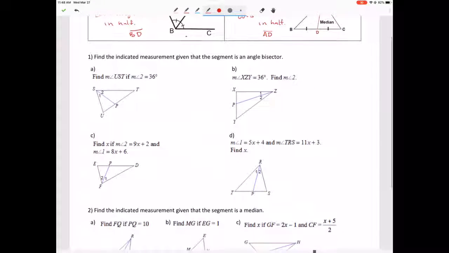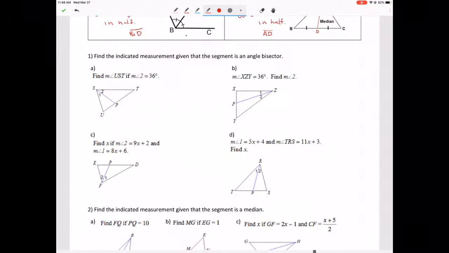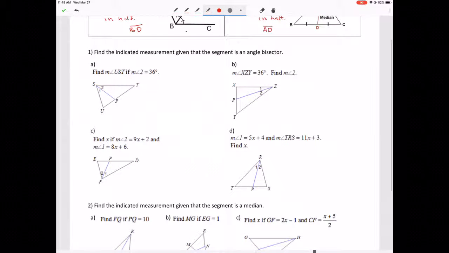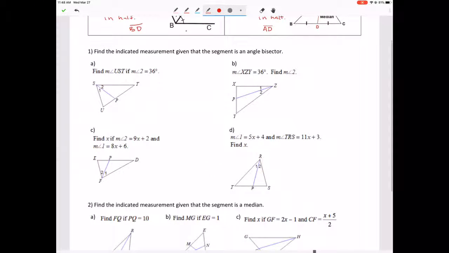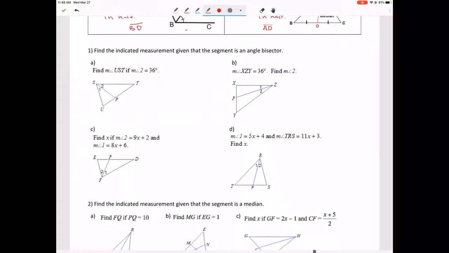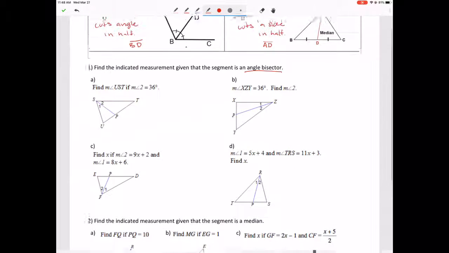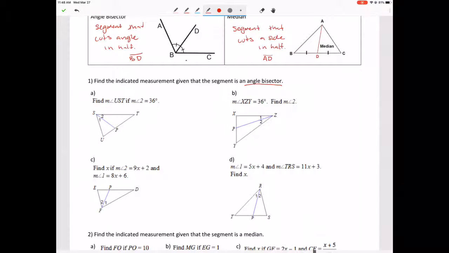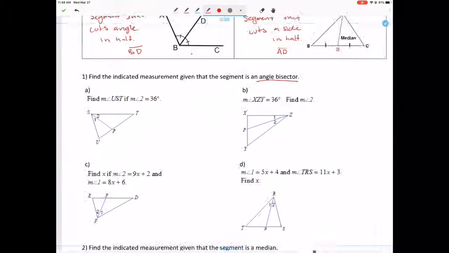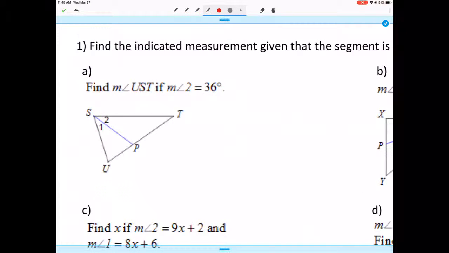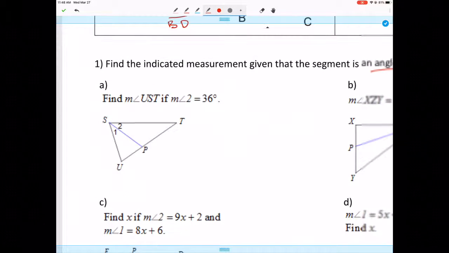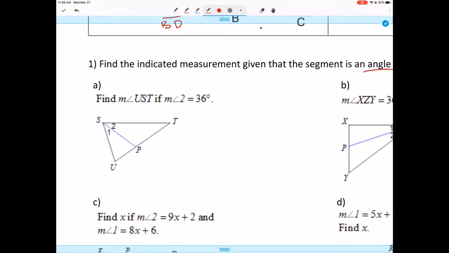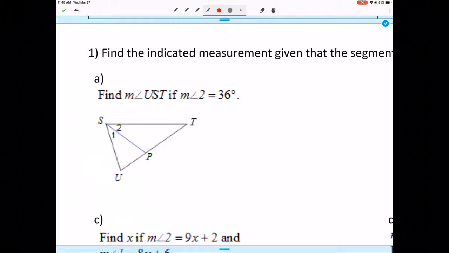So these aren't like the real problems that we'll be having, but this gets you an idea of the difference between angle bisectors and the median. Okay, so this time we're doing angle bisectors. So we'll be cutting an angle in two. So let's look at A. Find the indicated measure given by the segment of an angle bisector. So they want us to find UST.